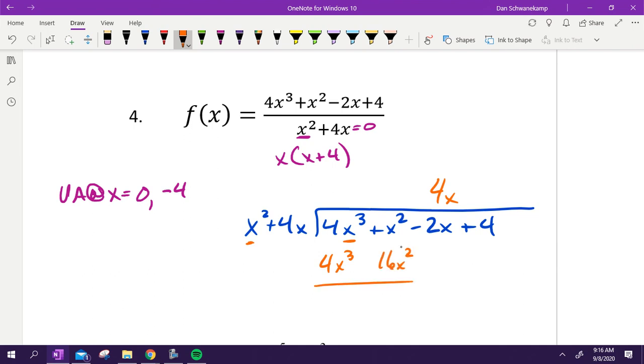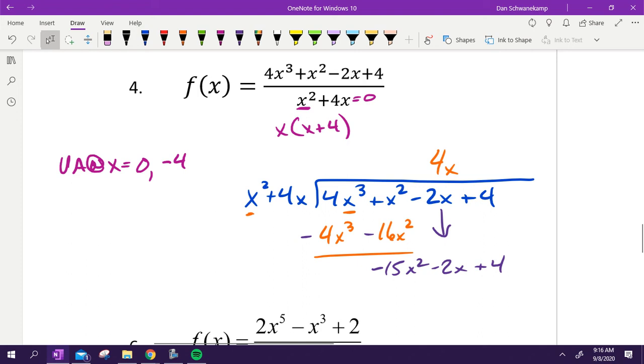And then Sam M, what do I got to do next? Flip my signs. Change the signs. That cancels. This is minus 15x squared minus 2x and then a plus 4. And then we really only have one step left. Sophia, what do I got to multiply x squared by to get negative 15x squared? Negative 15. And I'm done. I don't care about the remainder at all here.